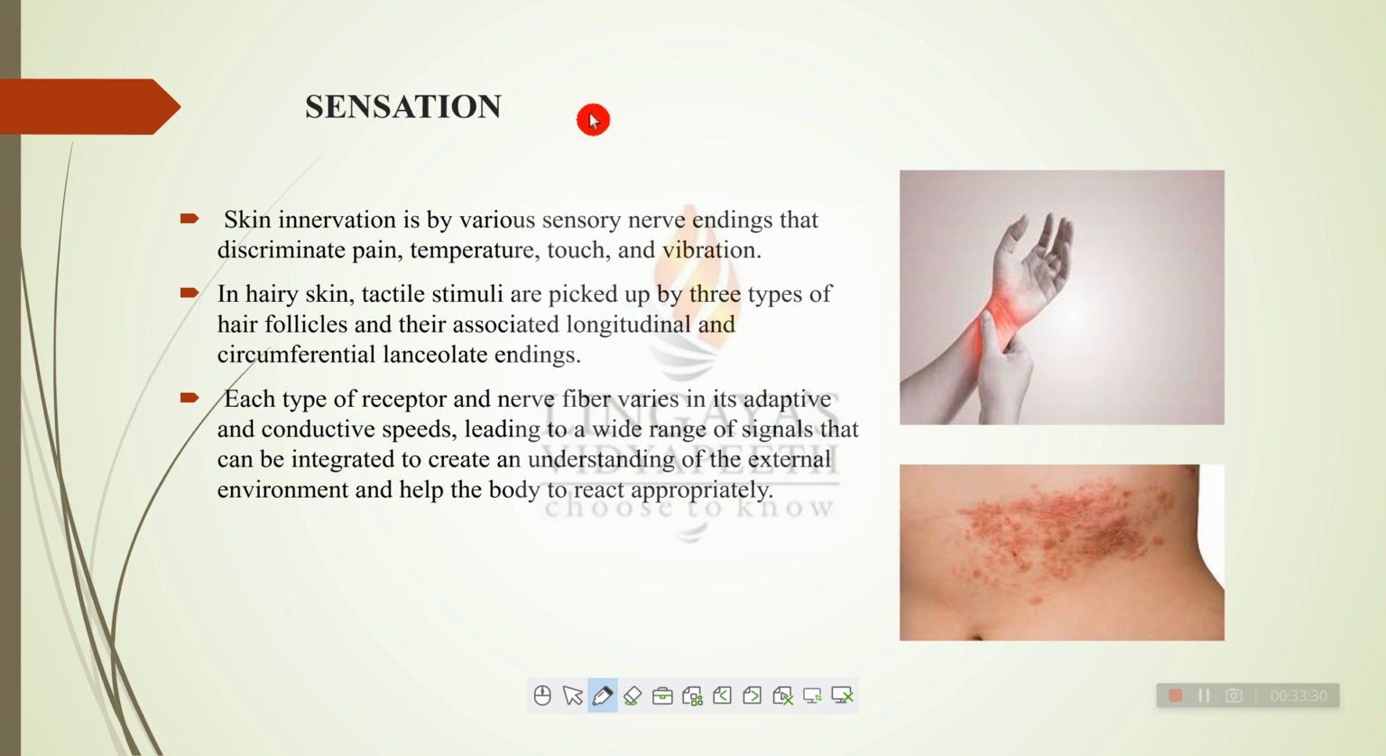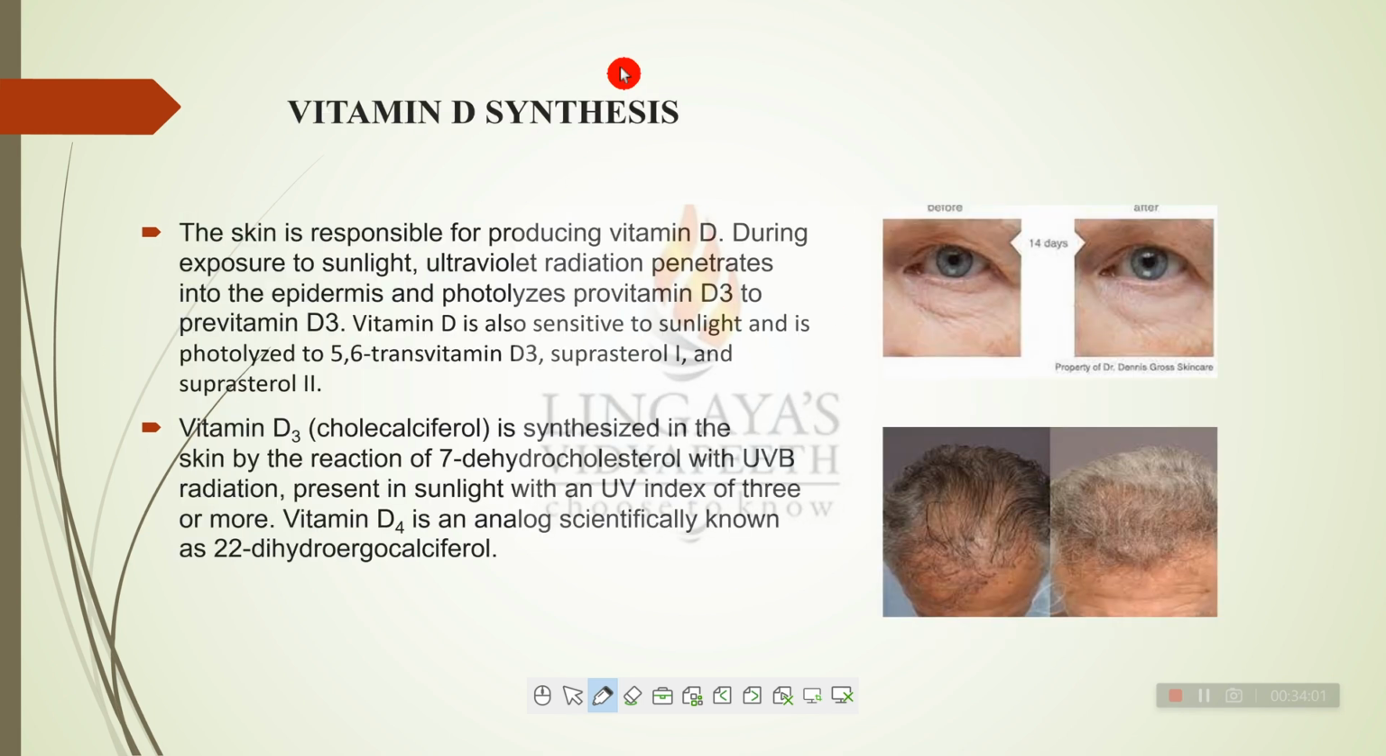Next function of the integumentary system is sensation. Skin innervation is by various sensory nerve endings that differentiate between pain, temperature, touch, vibration, cold, hot, etc. In the case of hairy skin, tactile stimuli are picked up by three types of hair follicles and their associated longitudinal and circumferential lanceolate endings. So it also helps in providing sensation.